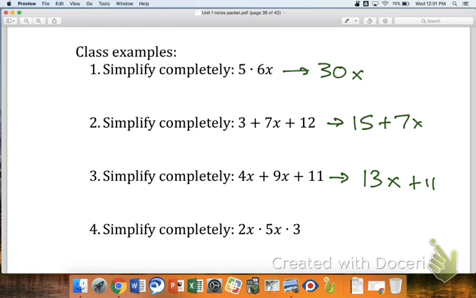You guys still hanging in? Okay. Number 4. 2x times 5x times 3. What do you think there, Ben? 30x squared. 30x squared is correct. Take a look at what you have. Do you have the exact same thing? Exactly the same thing. If you do, great. If not, maybe we have something to talk about. Anything you want to talk about?